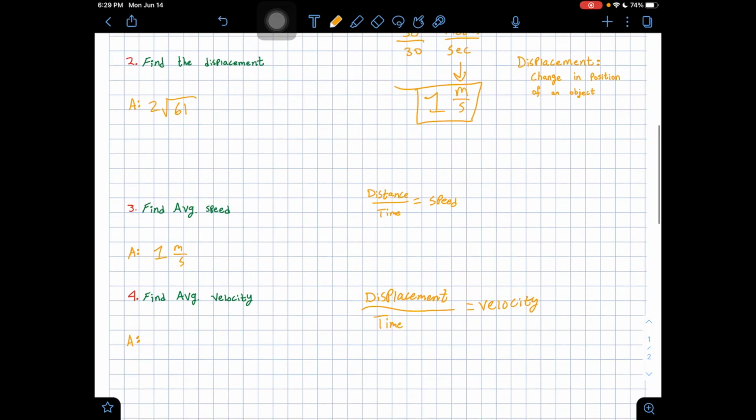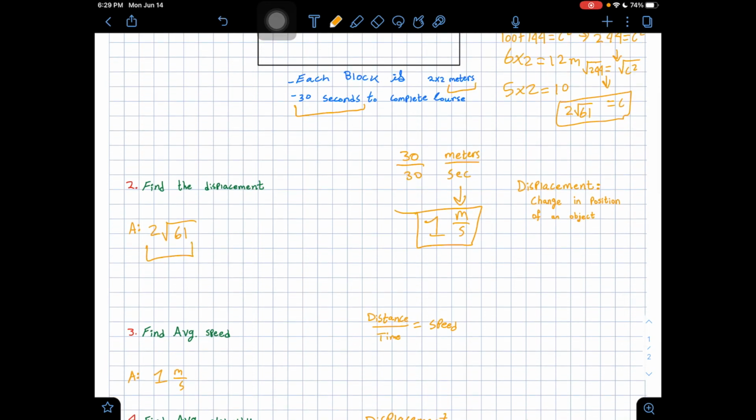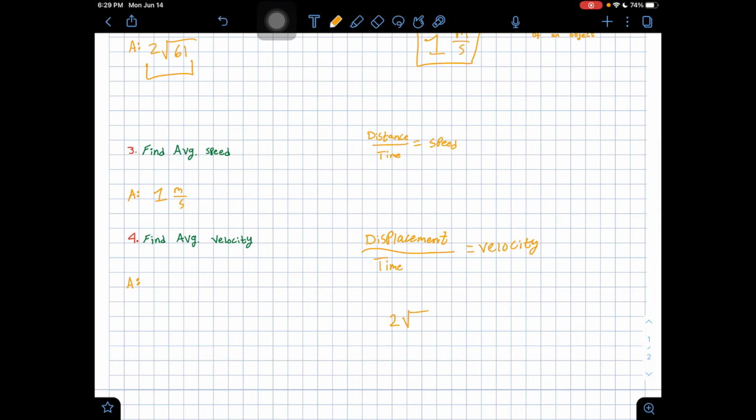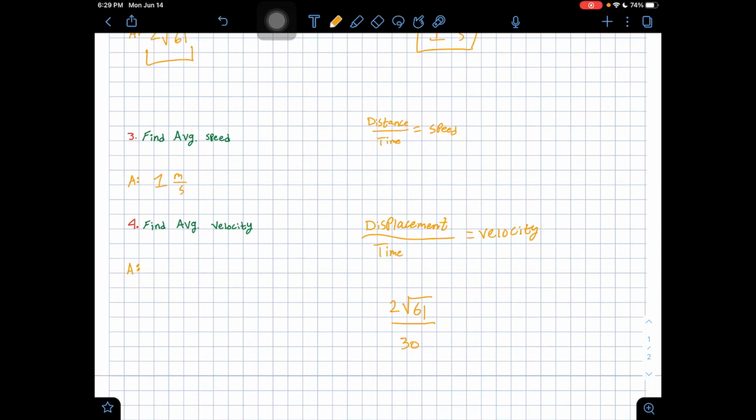We know our displacement was 2 square roots of 61. So we have 2 square roots of 61 divided by our time, which was the same time, 30 seconds. So we have 2 square roots of 61 over 30. We're still doing meters over seconds since displacement is measured in meters and time is still measured in seconds. So we have 2 square roots of 61 meters over 30 seconds.